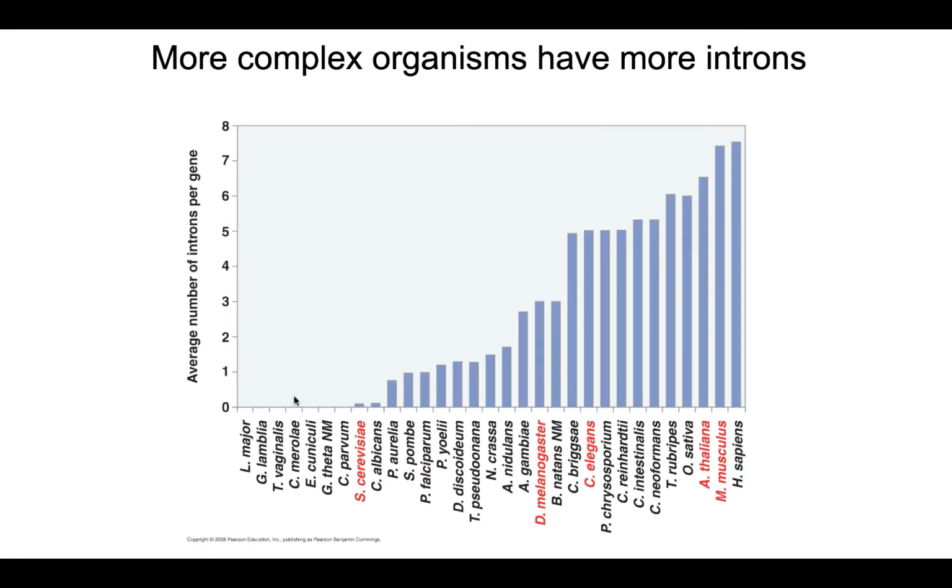And you can see as we look at more and more complex organisms, here we have Homo sapiens, mouse, here we have Drosophila melanogaster, here we have our single-celled eukaryote, yeast cells. The more complex we get, the higher the average number of introns per gene is.